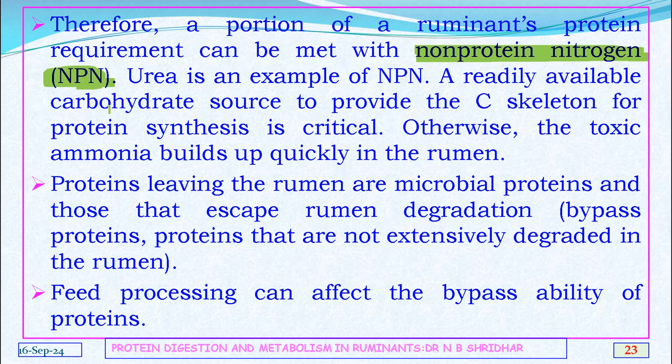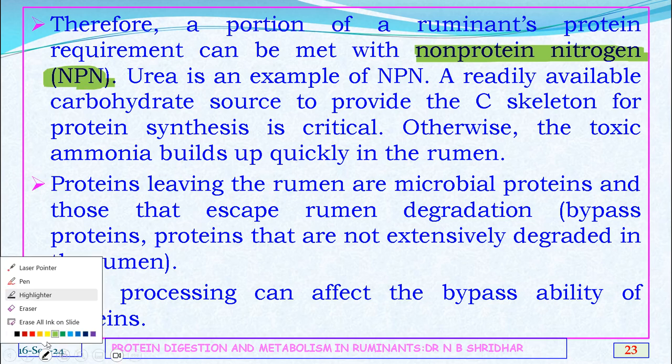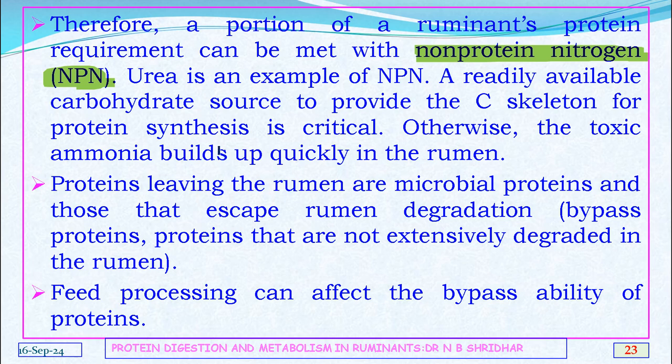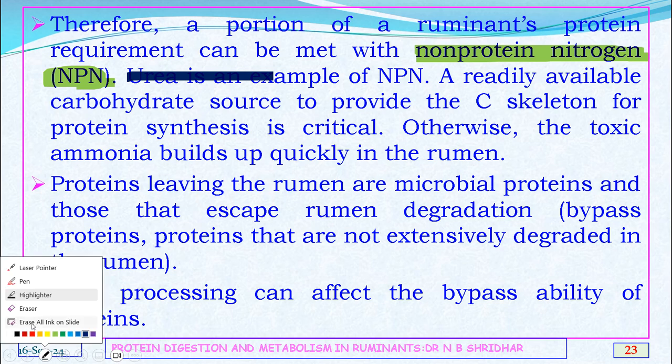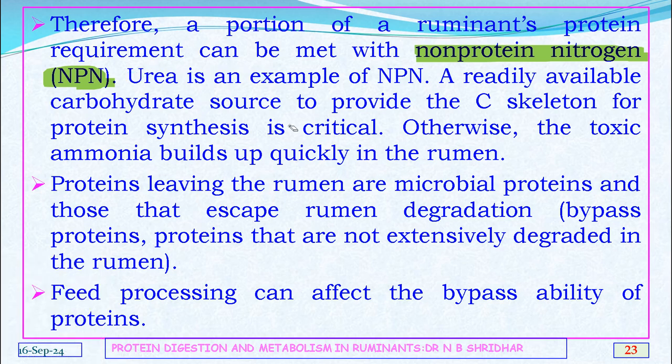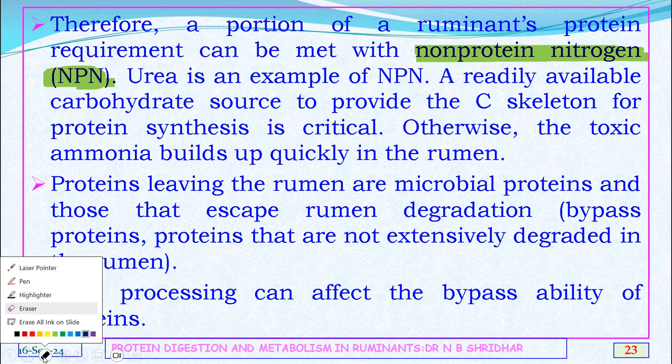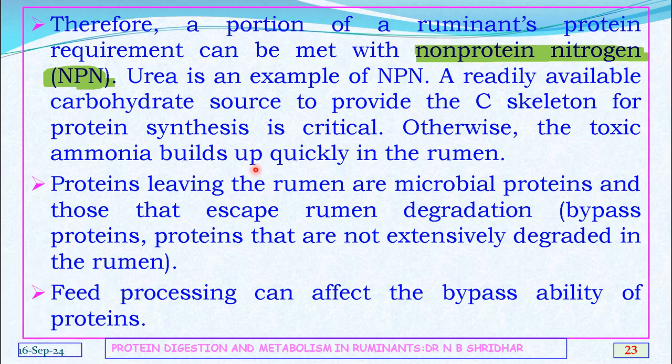Urea is the best example of non-proteinous nitrogen. Urea becomes a very good source of non-proteinous nitrogen, along with a readily available carbohydrate source to provide the carbon skeleton. See, we require two things.